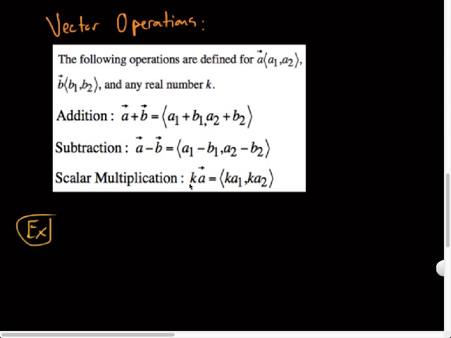So let's do some examples. Let's define some vectors first. Let's say I've got vector A here is this guy, 2, -1.